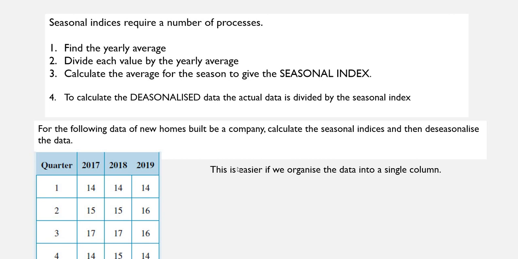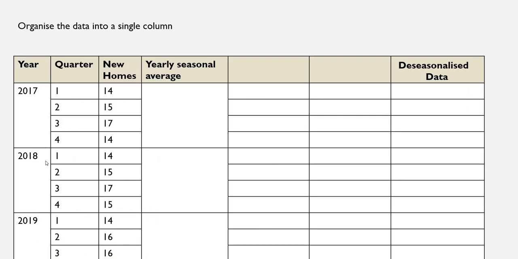Now in this video we're going to look at the example in our text, which has new homes built by a company, and we're going to calculate the seasonal indices, we're going to deseasonalize the data, and finally we're going to graph this and have a look at what's happening. Now to do this, it's actually easier if we organise all of this data into a single column. So I've arranged it into our years, our quarters of each year, and the number of new homes built each quarter arranged in a single column. I apologise that the bottom row is missing.